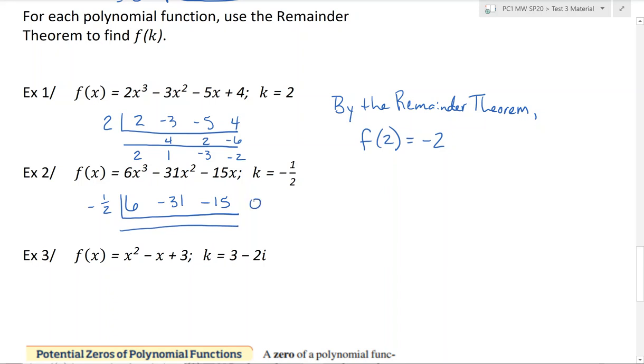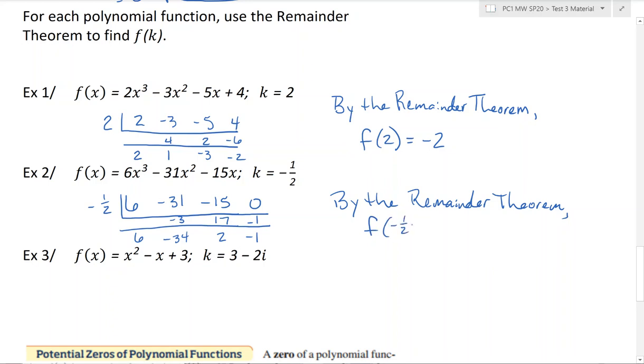I have a 0 constant. Okay, let me make sure and put that in there. 6, -3, -34, 17, 2, -1, -1. And we say, by the remainder theorem, f of -1/2 equals -1.